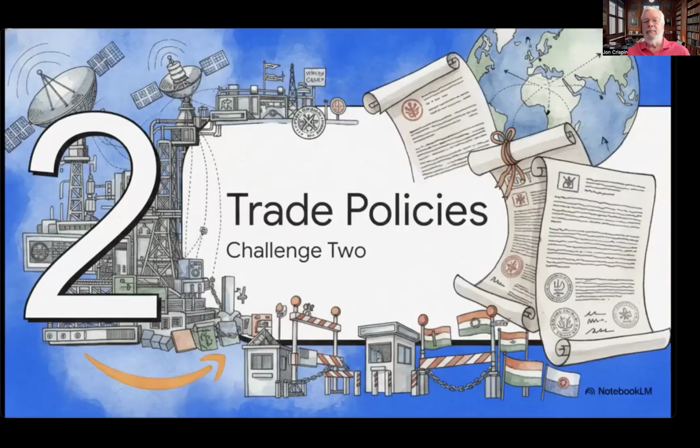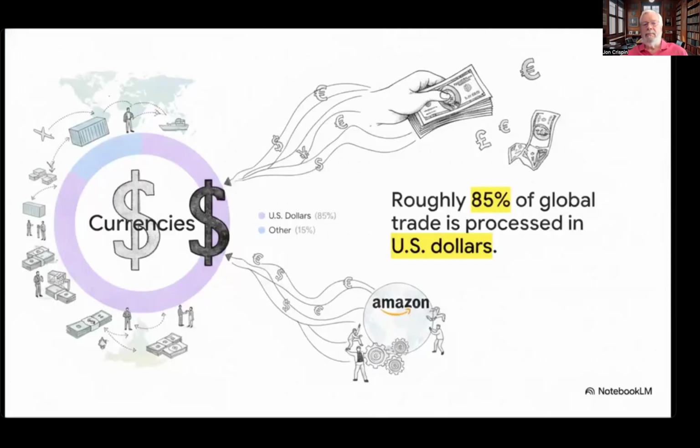Moving right along to challenge 2, trade policies. Okay, let's say Amazon magically solves the tech problem. They bring in satellite links, build physical infrastructure, the whole shebang. Even then, before a single product crosses a border, we have to talk about currency.